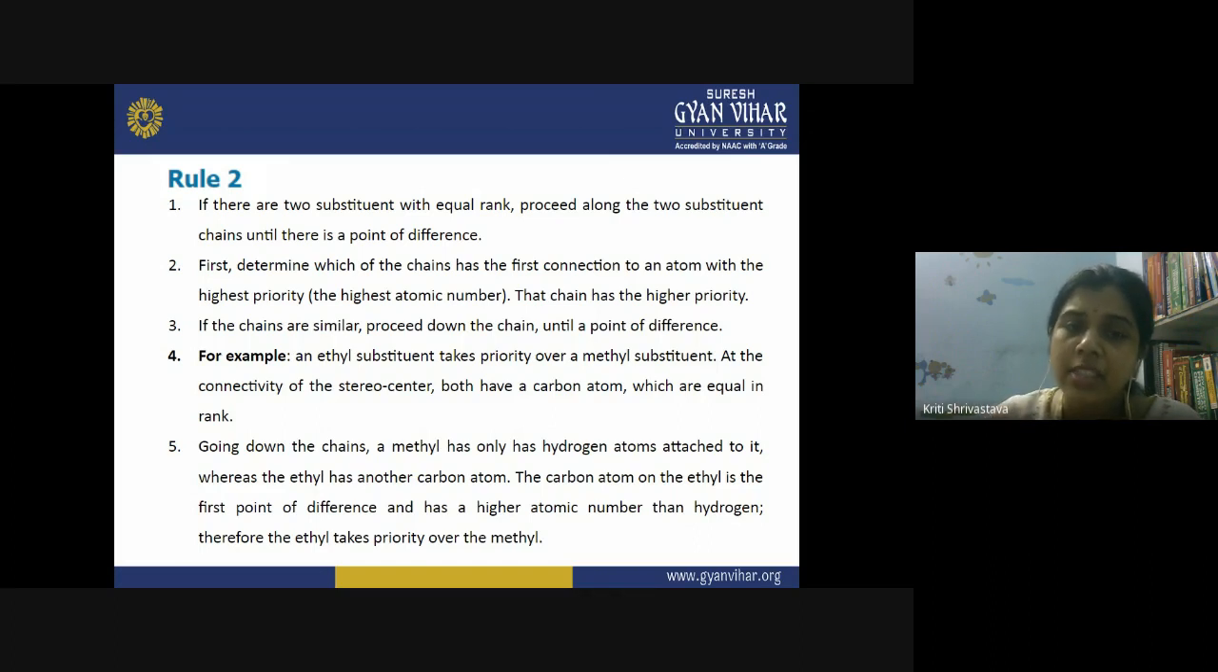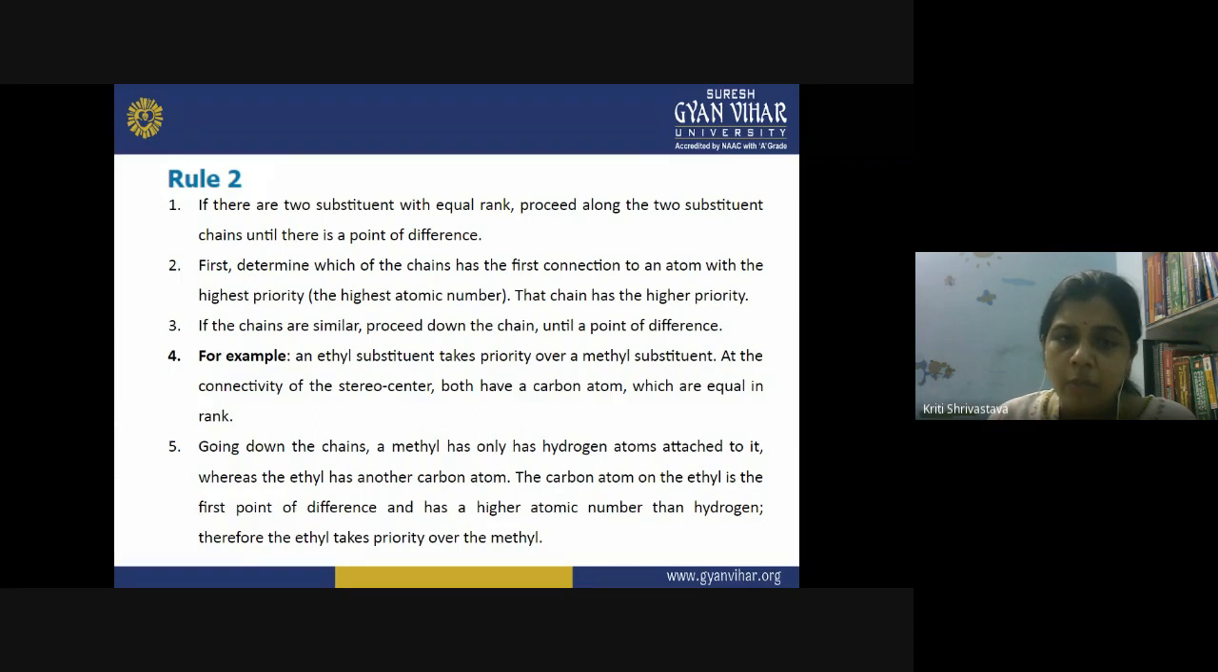And if the chains are similar, then what will you do? You will proceed down the chain until a point of difference. An example is given here. Suppose we have an ethyl substituent, which takes priority over a methyl substituent. And why is it so? Because the molecular weight of ethyl will be greater than methyl. Now at the connectivity of the stereo center, both have carbon atoms which are equal in rank.